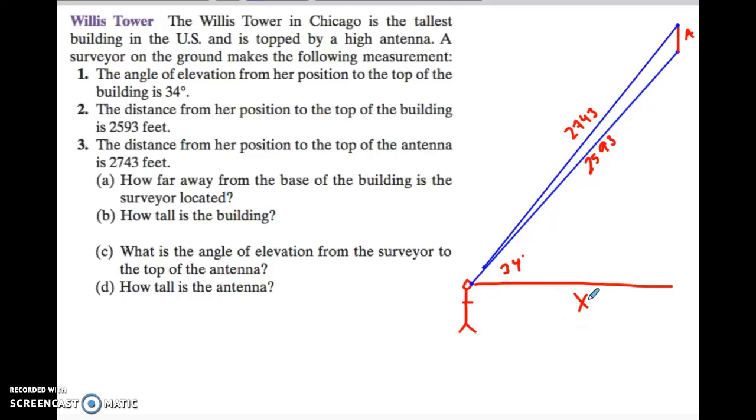How far away from the base of the building is she located? And then the second question is how tall is the building? And then the third question wants how big this whole angle is. So not just the 34, but with this little chunk for the antenna angle included in it.